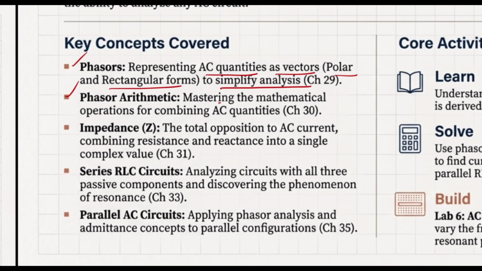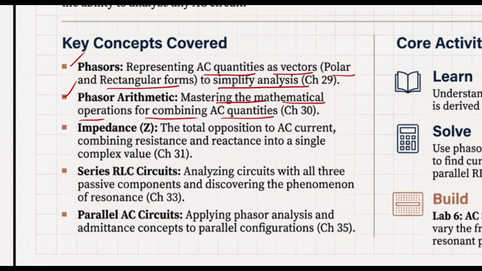We are going to master the mathematical operations for combining AC quantities, and then we are going to see impedance, the total opposition to AC current. It means that this is the combination of resistance and reactance, and we are going to have it as a single complex value.